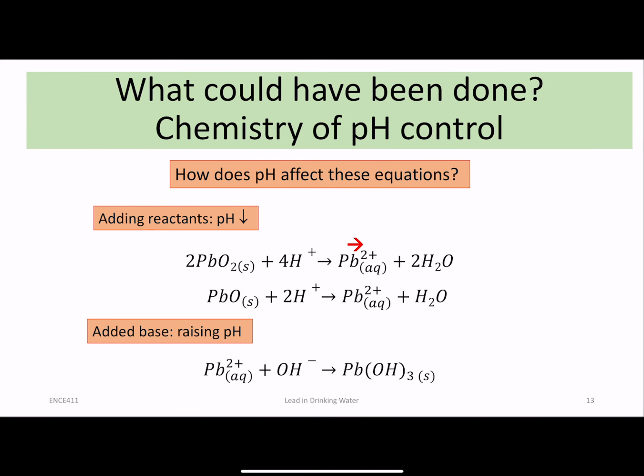Okay, so this is another example. It's the same thing. If the pH decreases, what happens with the protons? The protons increase. This is another solid in the scale, lead oxide. If this concentration increases, the equilibrium wants to be in equilibrium, so it's going to go to the right. Because we want to deplete this, it's going to react with this, so we are dissolving the scale.